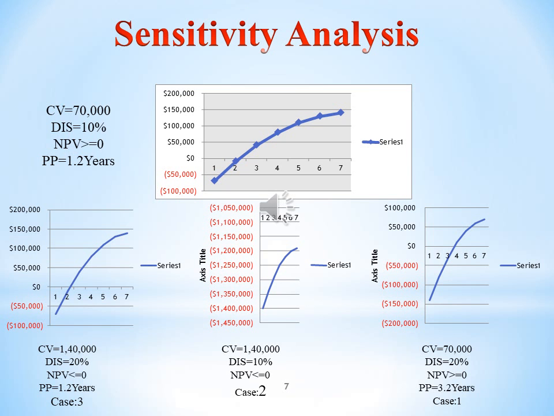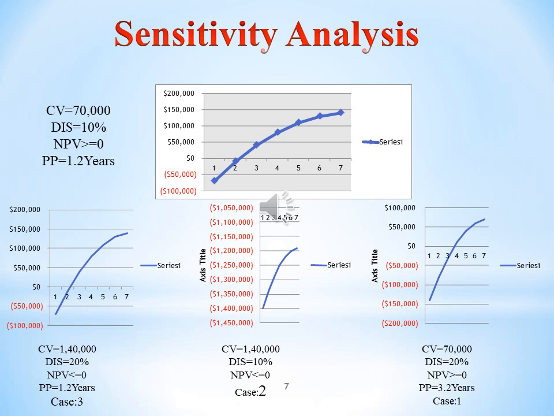In the sensitivity analysis, the amount proposed as a capital investment is $70,000 for the setup of the cloud system, and the discount rate is 10%, which I calculated, and the NPV value is greater than 0, and the breakeven point is 1.2 years. So that means this case is a profitable investment. And I changed the values and did some scenarios.